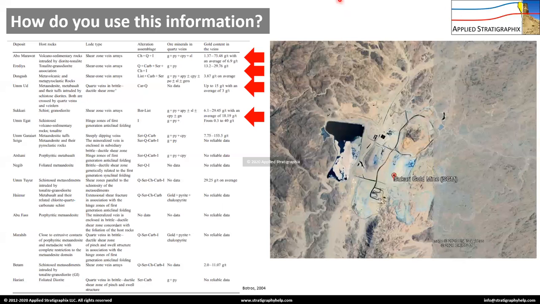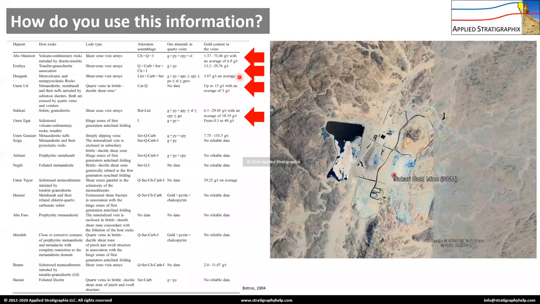So how do you use the information that's been published? Well, again, this is from the Botros paper. And here he's given you a list of all the deposits in Egypt. He's given you a list of all the host rocks and the lode type. And what I've done is I have drawn arrows that have potential for placers. So as you can see, that's a pretty long list. But even though the list is long, not all of those would have visible gold associated with them.